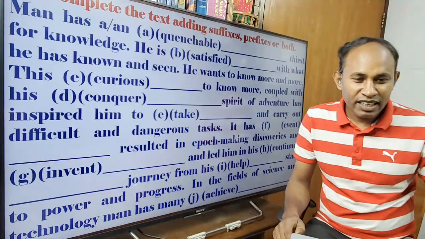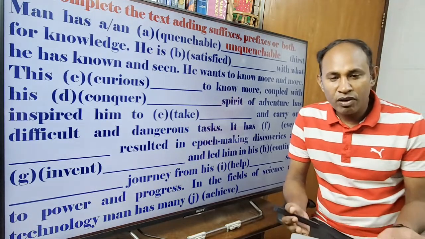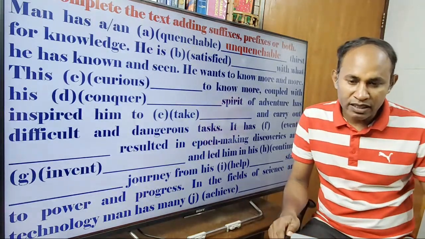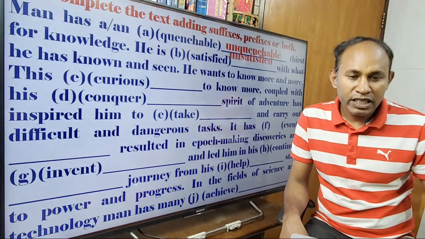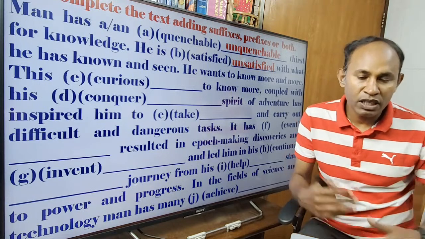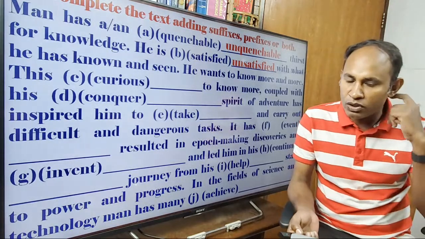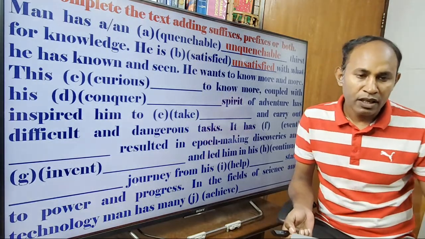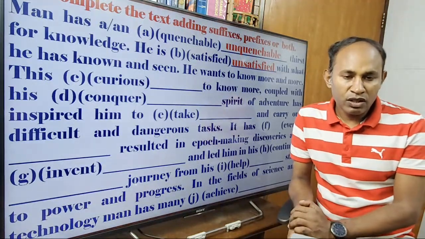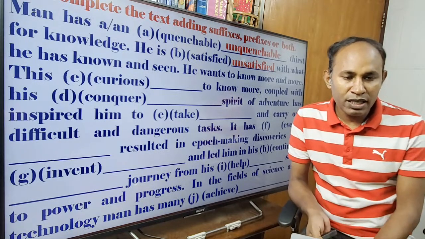Man has an unquenchable thirst, and your answer is absolutely the right answer. So unquenchable thirst for knowledge, unquenchable, and he is unsatisfied. That's good, your answer is correct. Unsatisfied, not dissatisfied. Many of you may write dissatisfied, but actually your answer will not be correct. Dissatisfied means discontented, and unsatisfied means not satisfied, okay? He is unsatisfied, that means he is not satisfied with what he has known and seen, and he wants to know more and more.